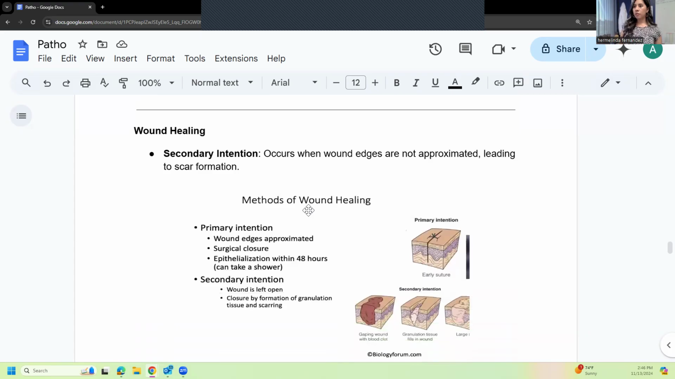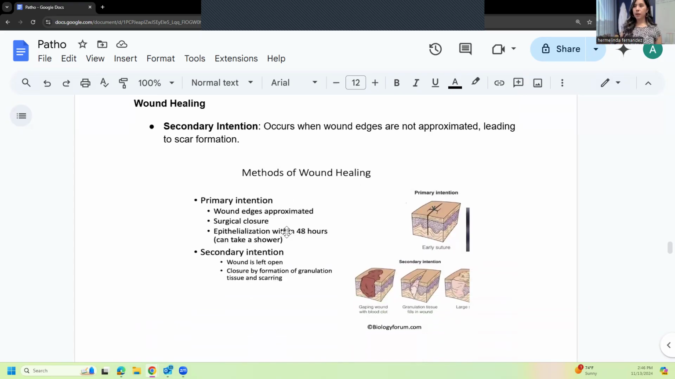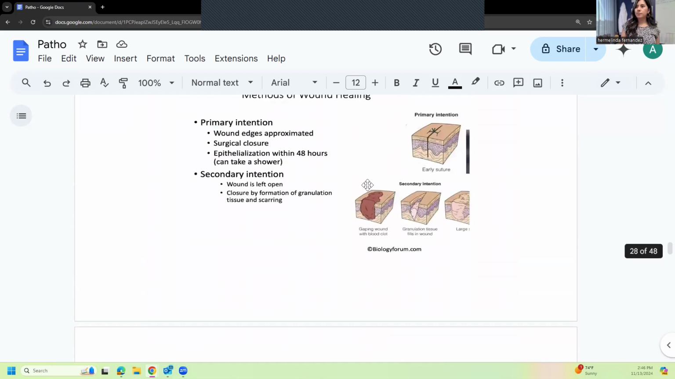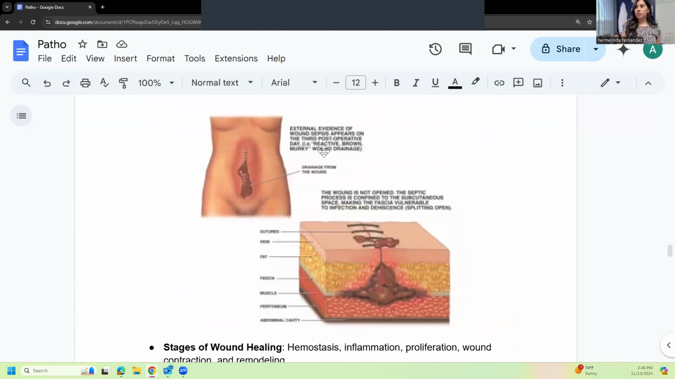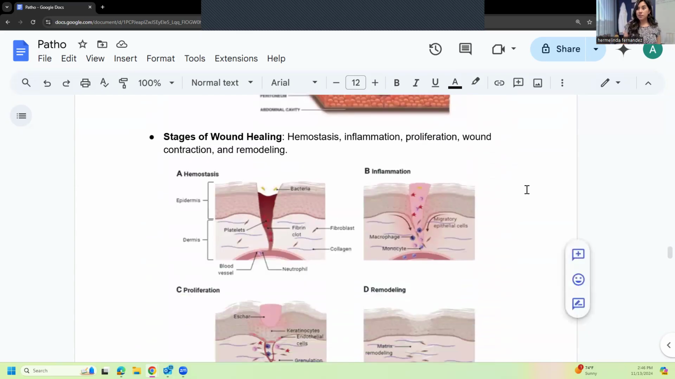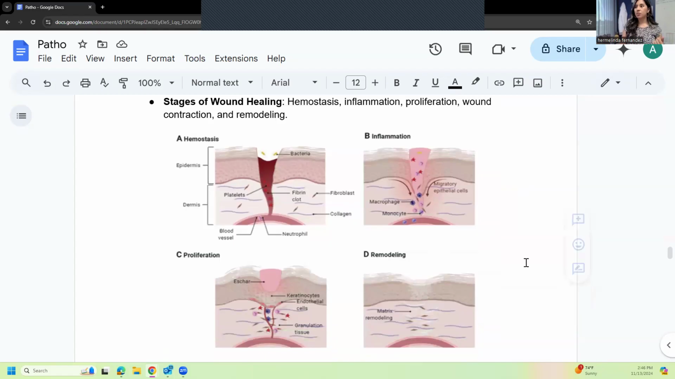So in here we have the different types of intentions: primary, secondary, and tertiary. Wound dehiscence is the separation of those wound layers, okay? The stages of wound healing, same thing. You have hemostasis, inflammation, you can see a visual here, the proliferation phase, wound contraction, and then the final stage of remodeling, so putting everything back together.